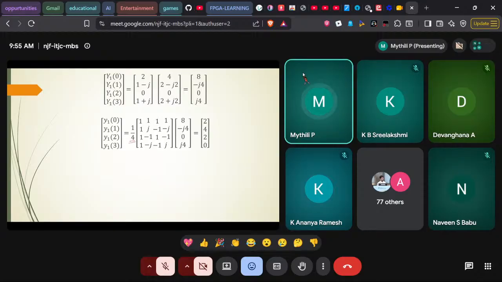So here we have 1 by 4, and this is the W conjugate matrix. The values are 2, 4, 2, 0. That extra 0 we added is appearing here, 0 itself. Check that. So this is the same as y3 of n, right?